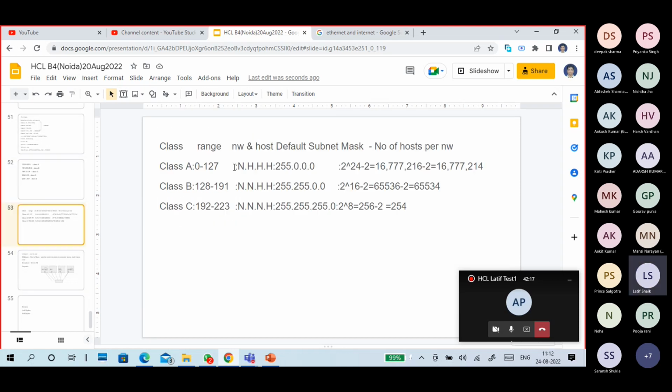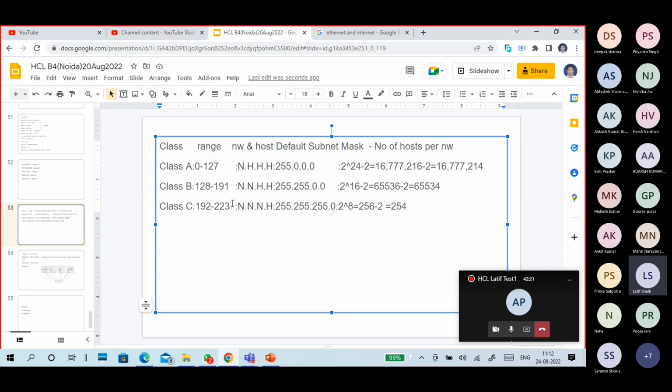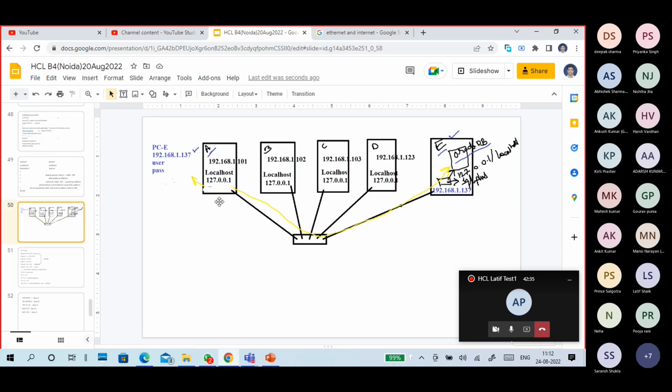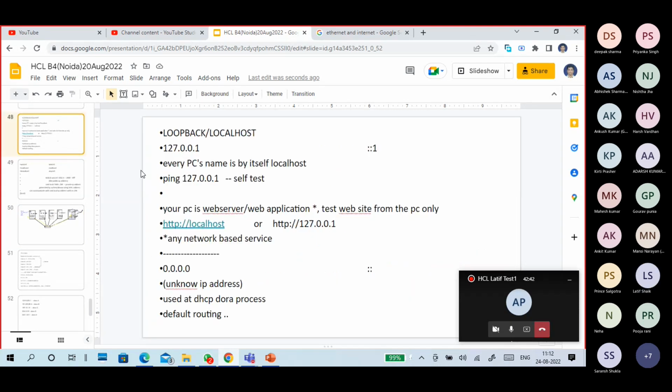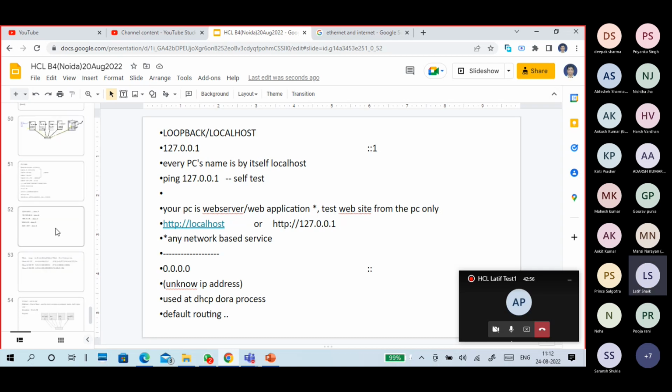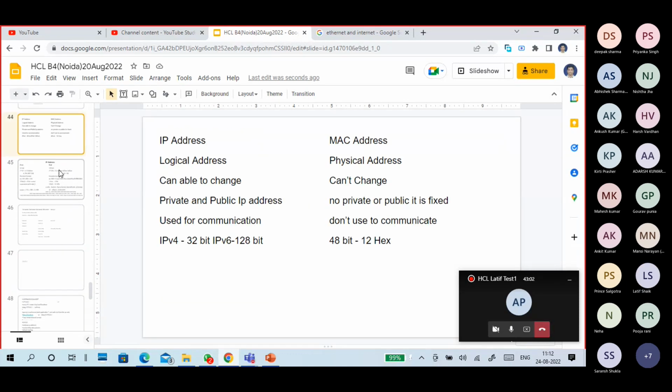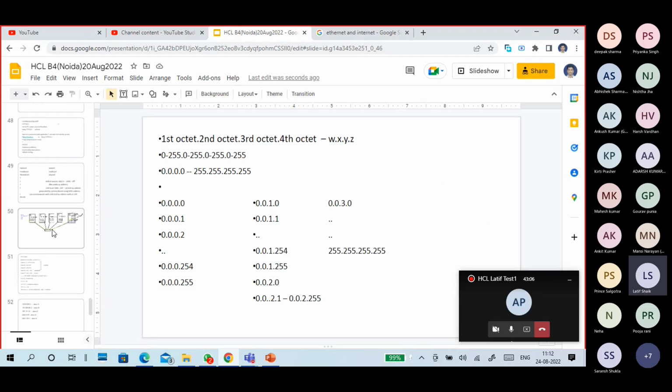Next, guys, yesterday we discussed Class A, Class B, and Class C. Only these IP addresses are used to communicate or assigned to devices. Look here, I have PCs. I will assign the IP address from Class A, Class B, or Class C, except a few IP addresses we don't use, for example 127.0.0.1 and 0.0.0.0. The 127 series and 0 series we don't use for network communication.